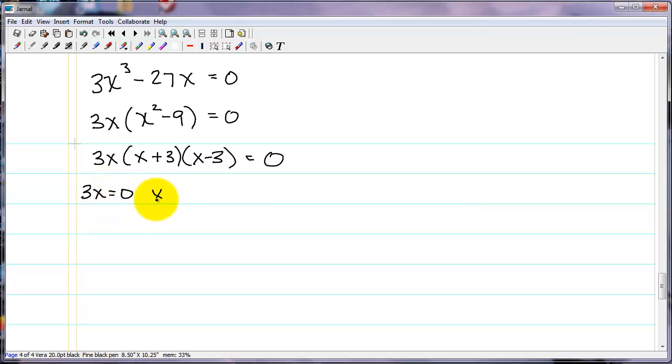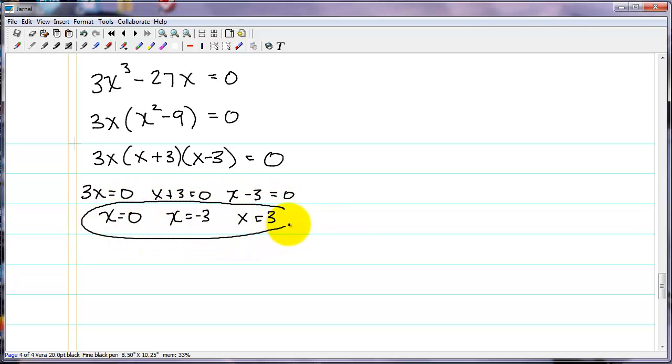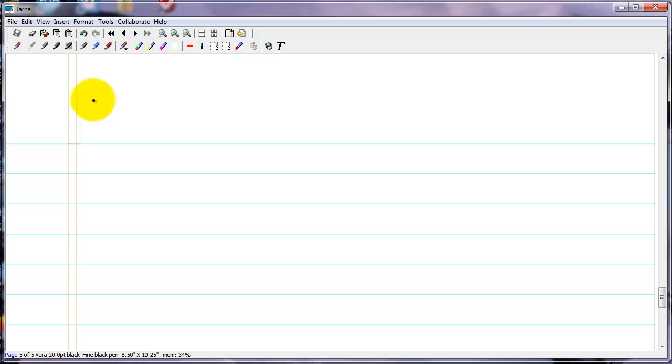We set each factor equal to 0 and solve each one. So here we get x equals 0, here we get x equals negative 3, and here we get x equals 3. So for this problem we had 3 solutions. Our last problem here has a little bit of a trick to it. It's to make sure you understand our process here.